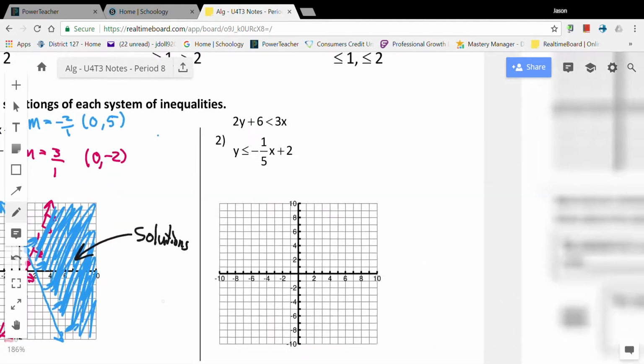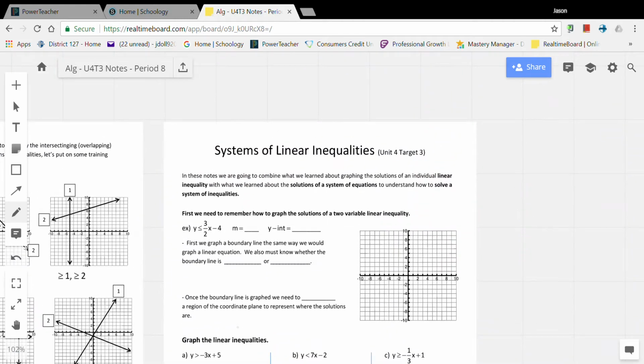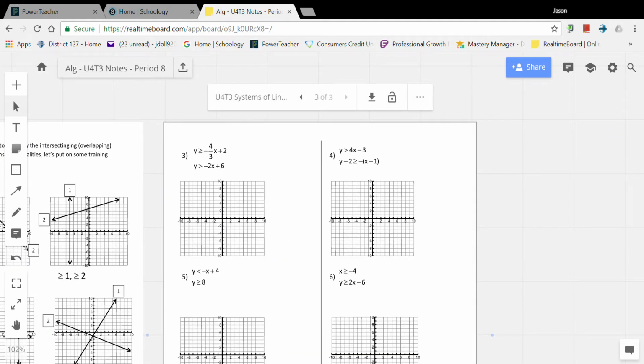All right, let's look at a few more. Don't worry about number 2. We won't give you an equation like this. Notice this inequality is not written in any of our forms. That's not slope-intercept, point-slope, horizontal, vertical, or standard form. So we won't give you one like that. So let's skip number 2. And let's go right over to the third page in our notes and look at a few more examples.